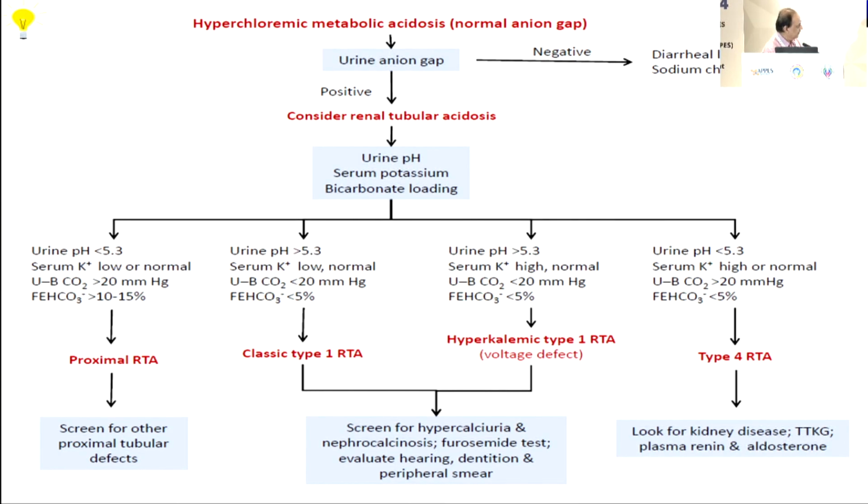They have a normal FE bicarb, so the bicarb handling is okay, but the U minus B CO2 difference, because they are not able to acidify the urine well, would be negative or definitely below 10 millimeters of mercury. And a patient with type 4 RTA would have an appropriate urine pH, so they are able to acidify well, but they would have hyperkalemia and acidosis. And based on this, then you would be able to.